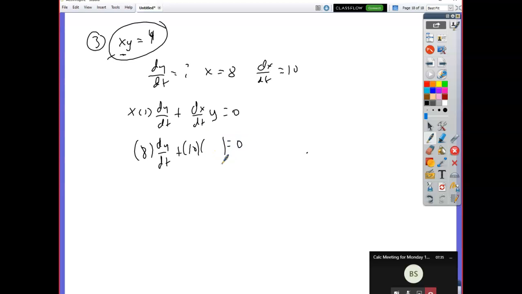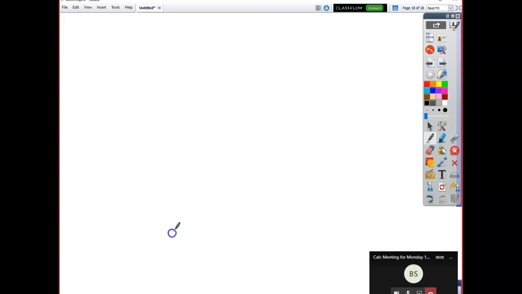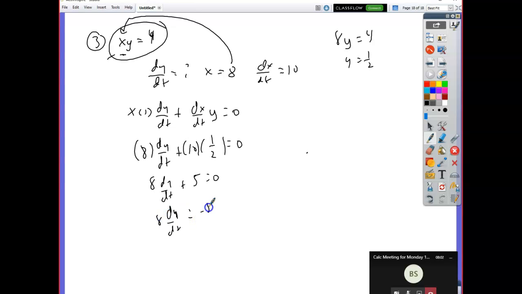So to figure that out, I'm going to plug in my 8 into the original equation to figure out what y must be to make that work. So that's going to be 8 times y equals 4. y must equal 1/2, so I'll put a 1/2 right here. And so that's going to give me 8 dy/dt plus 5 equals 0. 8 dy/dt equals -5, or dy/dt equals -5/8.